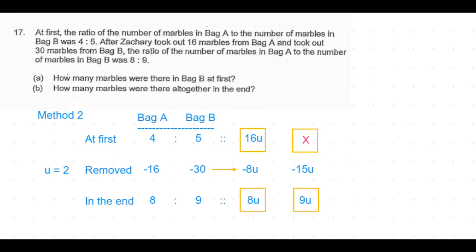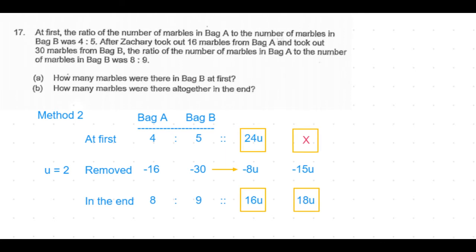Let's start with in the end has ratio 8 is to 9. So let's have the same 8 units and 9 units. If in the end has 8 units, before taking away the 8 units of marbles, at first should have been 16 units in bag A. That means correspondingly in bag B should be 20 units. But 20 minus 15 units would be only 5 units in the end and not 9 units as in this case. So that is not a feasible solution.